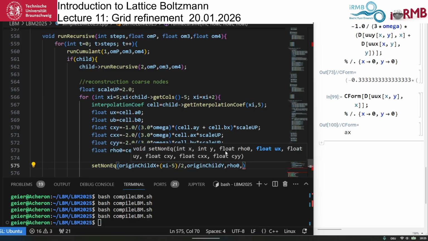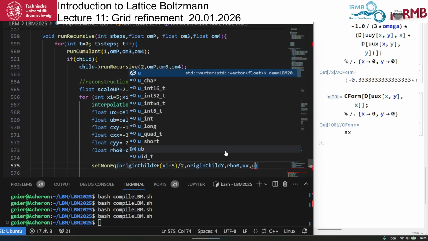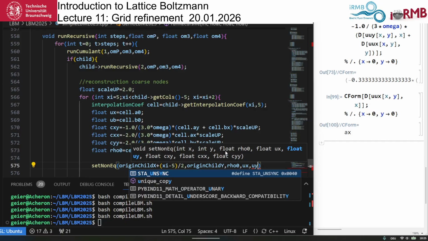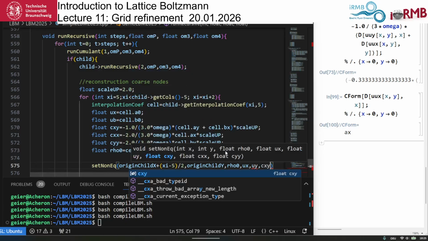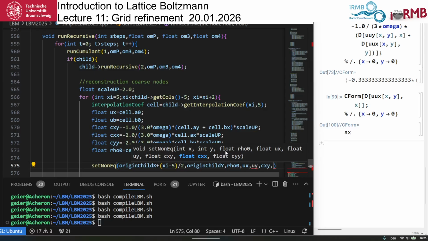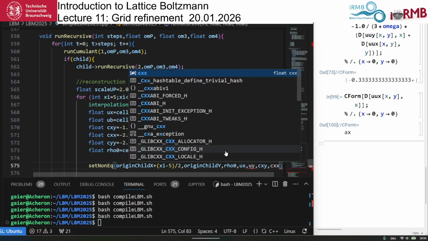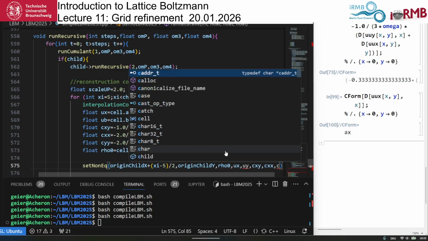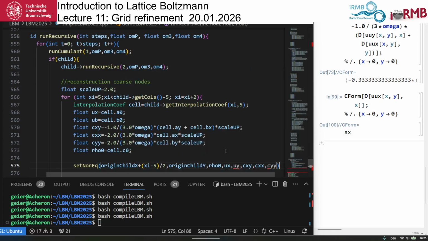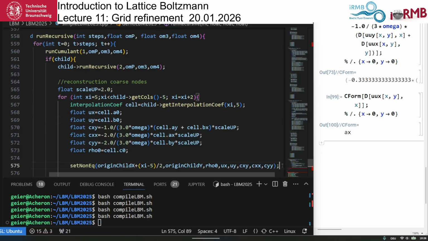So right, we have the ux, uy, cxy, cxx, and cyy, hopefully. It does not recognize uy because it's called ub for whatever reason. Uy. So now we have set this.